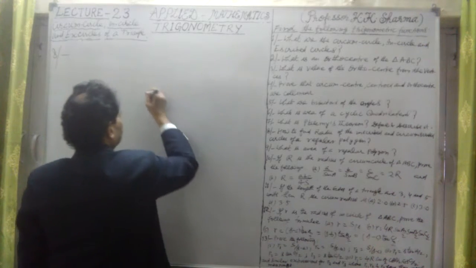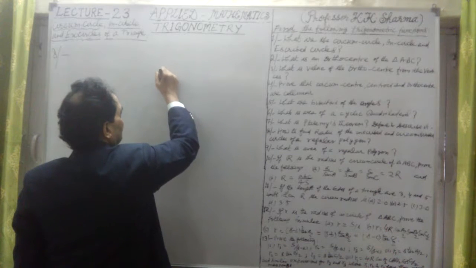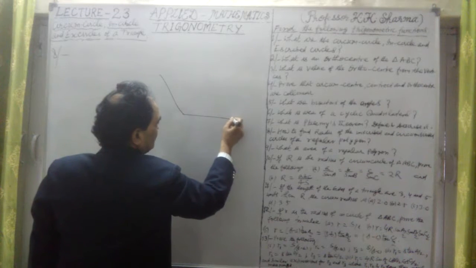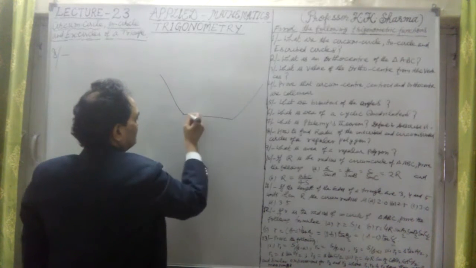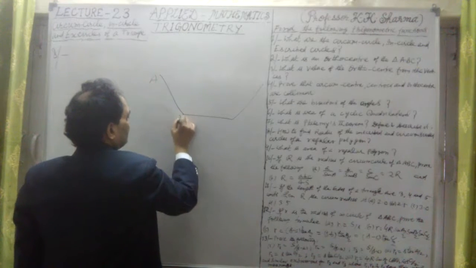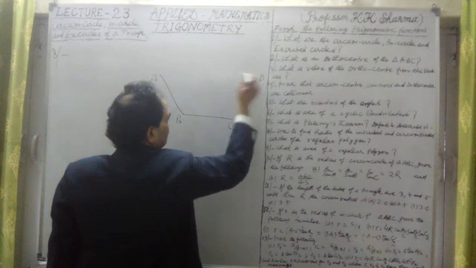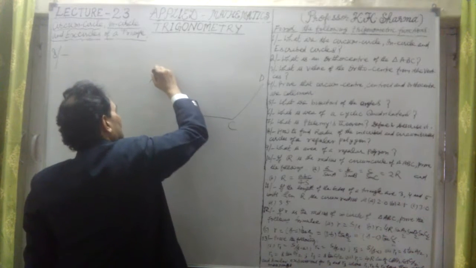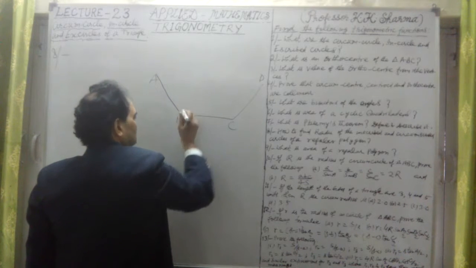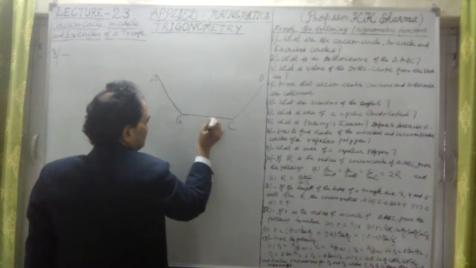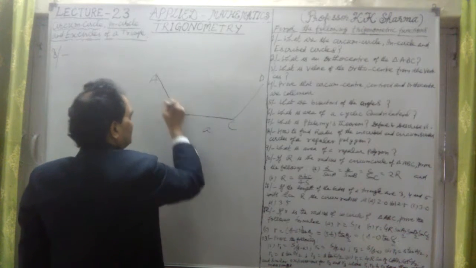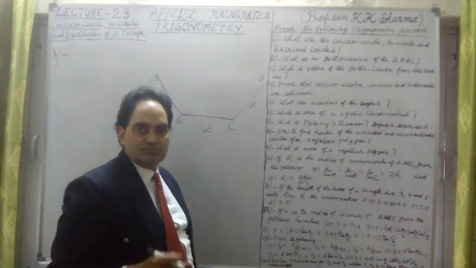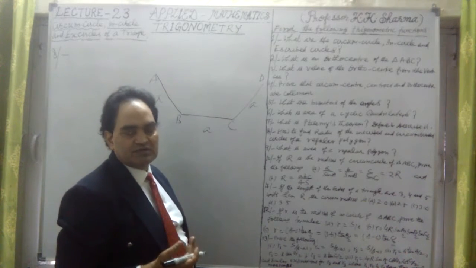Now, let me take a regular polygon here. These are the sides of the regular polygon. Let me take the vertices A, B, C, D, and so on. This is the regular polygon we are taking. Regular polygon means the sides are equal in this case. Let the length of these sides be small a. The number of sides may be taken as n.